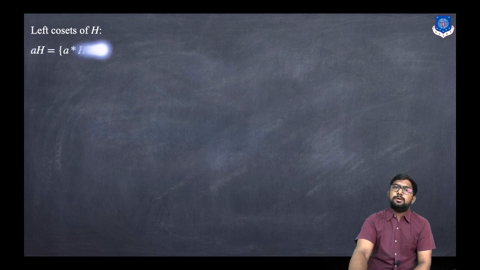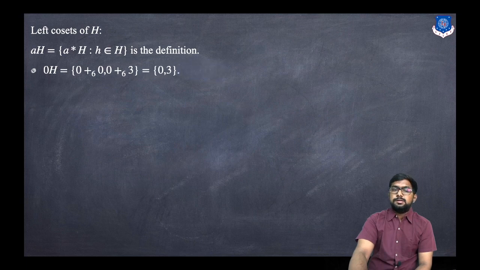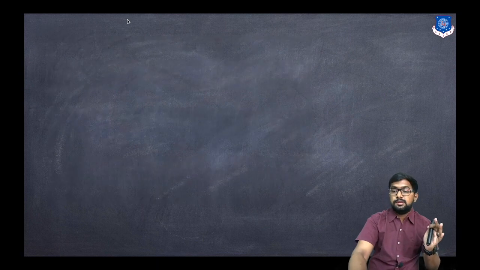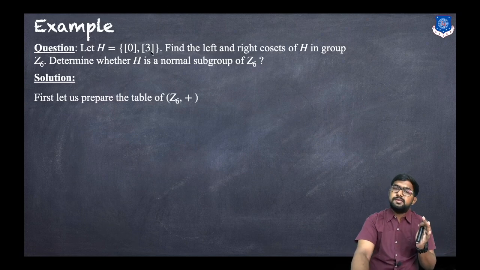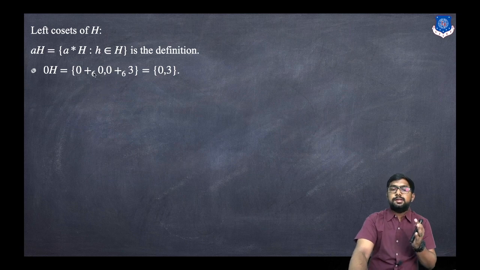Okay. So the left cosets of H. The notation is aH, the set of all a star h such that h belongs to H. It is the definition. Now see 0H. As we have the left one, the left entries will be 0, so 0 modulo 6, and the set H is given, that is 0 and 3. So here it will be 0 and 3. Now 0 plus 0 divided by 6, the remainder is 0. Now 0 plus 3 divided by 6 will be 3.